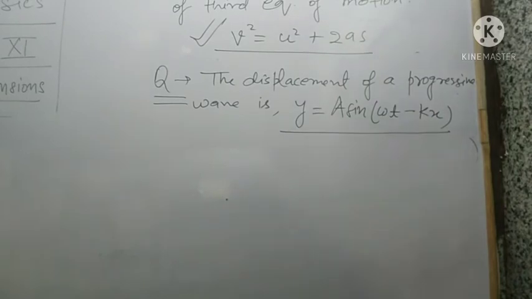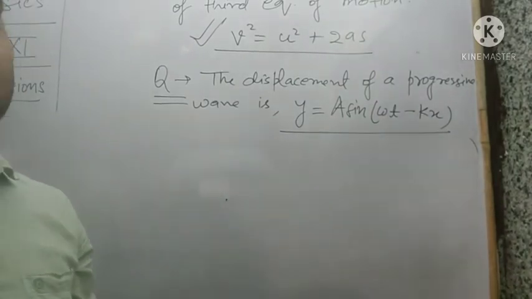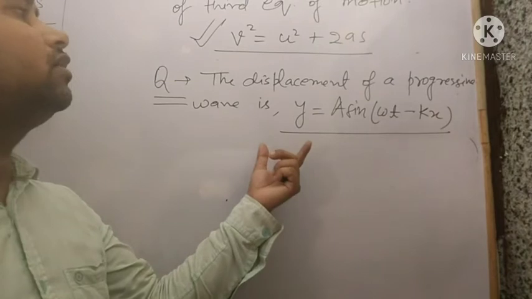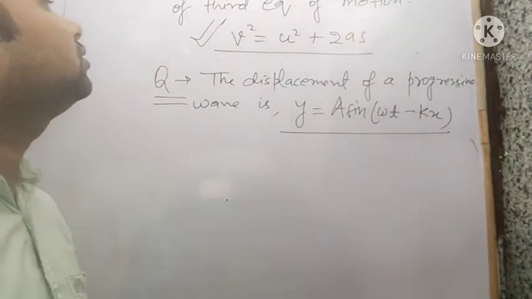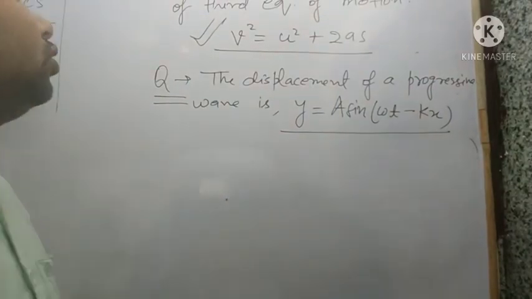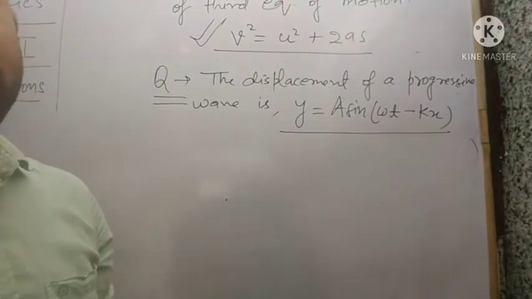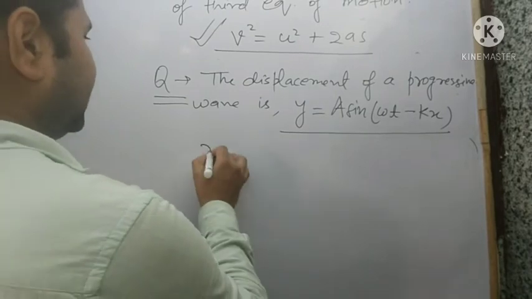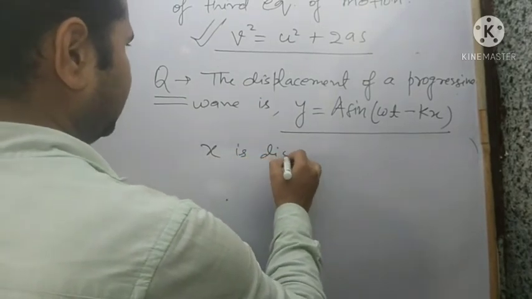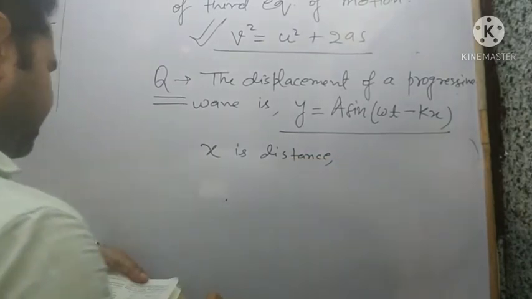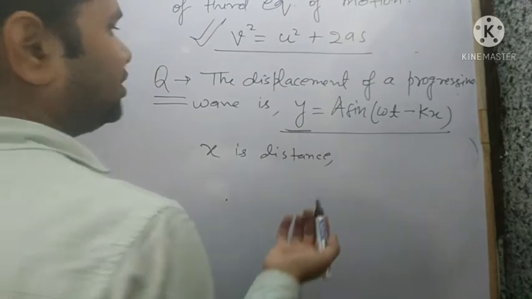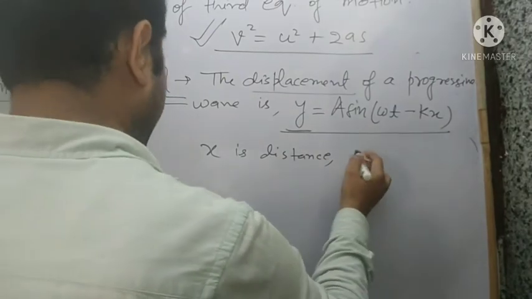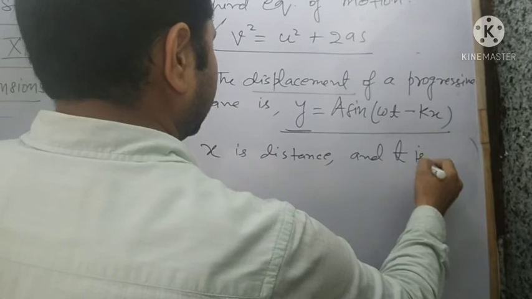ये फॉर्मूला आप जो है इस 11th के सिलेबस में सबसे लास्ट में देखेंगे फिजिक्स में, इन चैप्टर नंबर 15, ठीक है ना। But we can use here this relation as the application of this dimensional method. This is called the displacement relation in the progressive wave, where x is distance, and you know that y is also given here, displacement. Y is the displacement, x is the distance, and t is the time.